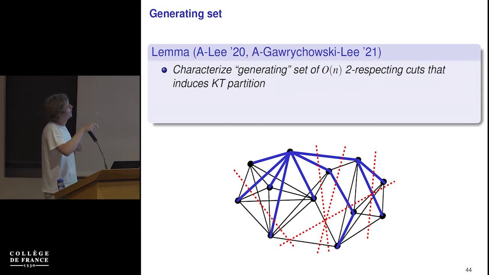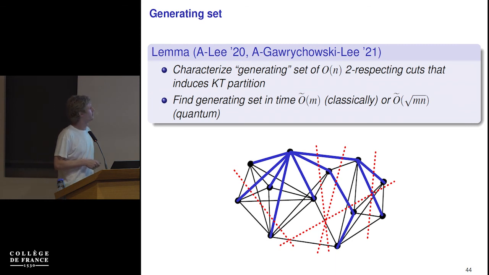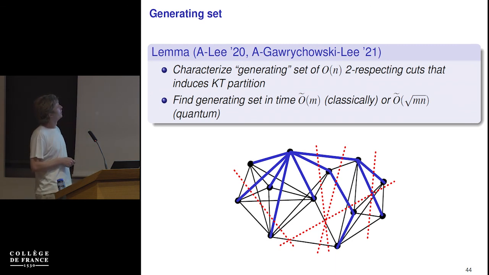And more specifically, these are 2-respecting cuts. So basically, we show that there's a much smaller set, namely a set of only order n bipartitions, that gives us the partition that we want, the KT partition, right? So this is what we call a generating set for the KT partition. Now we still have to find these n near minimum cuts, and I'm not going to go into the details of that because it's a little bit involved. But we show how to find such a generating set.